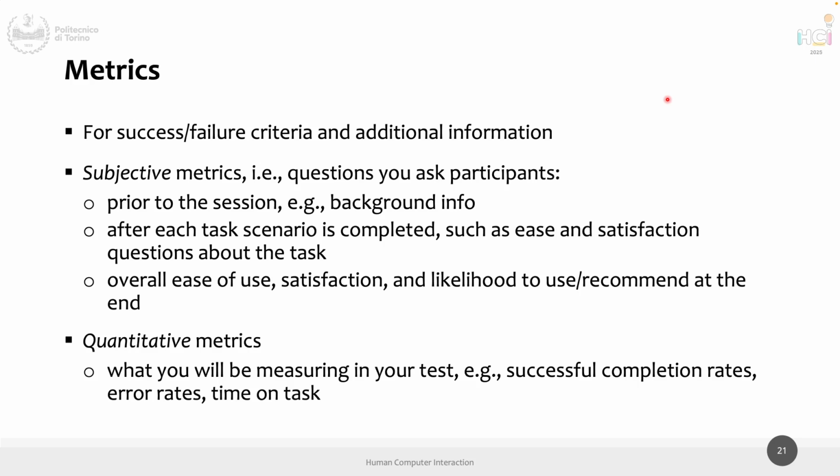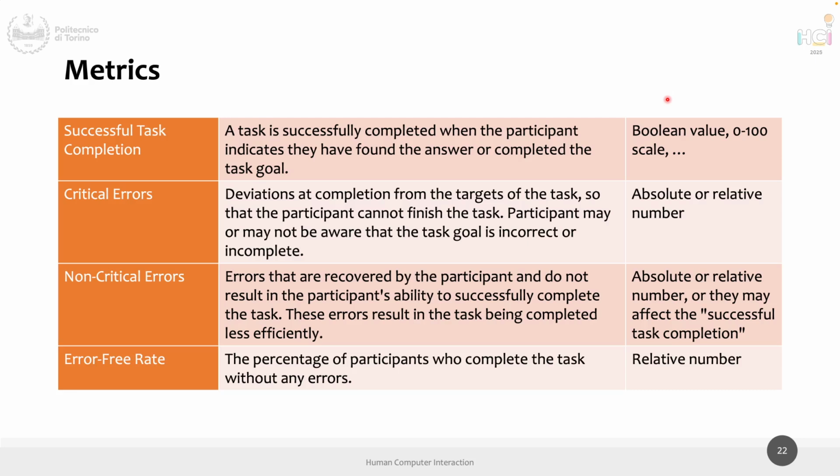And then you can also have quantitative metrics, that is what you are measuring in your test, like successful completion rate, error rates, time on task. So a number that says the participant took 1 minute to complete the task. That's not subjective, that's 1 minute. And you can then collect this information all together to understand, for instance, if there are tasks that should not take so long to be completed. And here there is a table that reports some of the most common quantitative metrics that are used, with the values that you typically use.